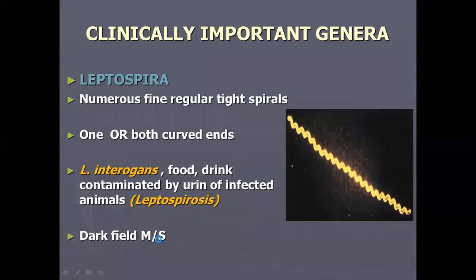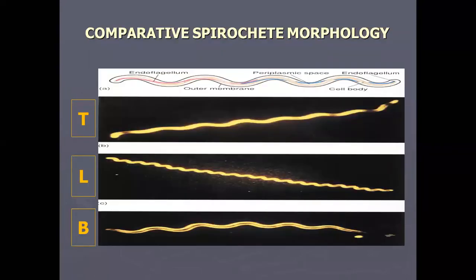So this is how all these 3 clinically important genera look if you want to see them in one slide. This is the diagrammatic representation of the spirochetal cell. This is the cell of the Treponema. This is Leptospira. This is Borrelia. Now you can see that the Leptospira are tightly coiled, Treponema are loosely coiled, and the Borrelia are more loosely coiled. So we have tightly coiled, loosely coiled, and the intermediate configuration of these cells.